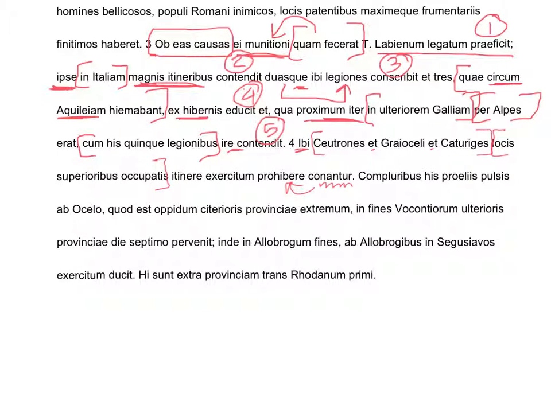By now, you should be really good at saying another ablative absolute, cum pluribus his procellis pulsis, prepositional phrase, and then we have a relative clause that is describing this place, Ocelo, quod est oppidum. Let's see, extremum, it is the last town, genitive phrase here, of this area. Okay, and then we've got another prepositional phrase. So apparently Caesar went from here to here.